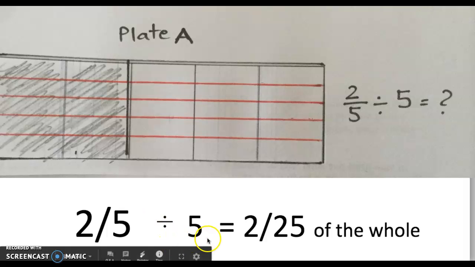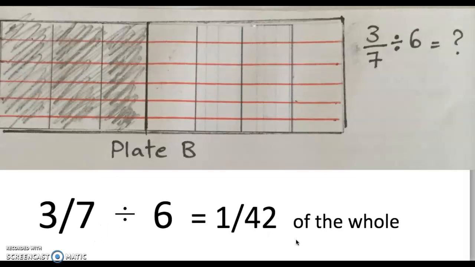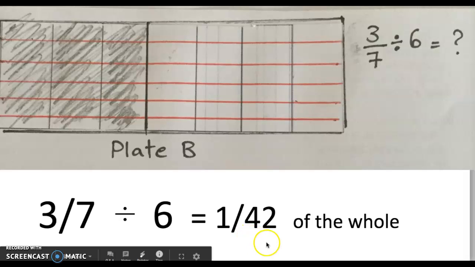2/5 divided by 5 is 2/25. So the share of the persons for the remainder of the brownie for plate A would be 2/25 of the whole plate. And for plate B would be 1/42 of the whole plate.